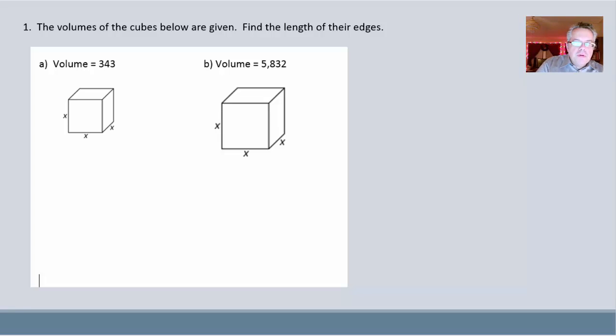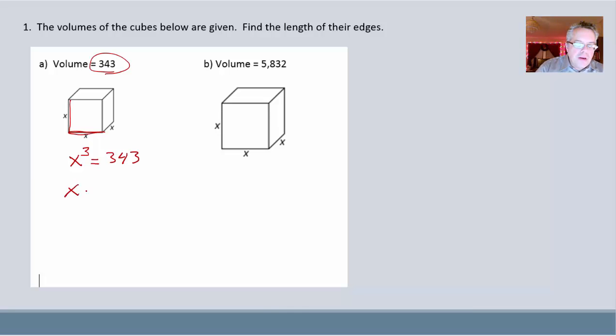The volume of the first one is 343, and we want to find out what the edges have to be of the cube. The edges are where the sides meet, right here, and where the x's are, like right there. I want to find out how long that is. Well, to find the volume of the cube, you multiply the width times the length times the height. For a cube, they're all the same. So the volume of the cube is given by x cubed, and we want it to equal 343. So we want to know what number times itself 3 times equals 343.